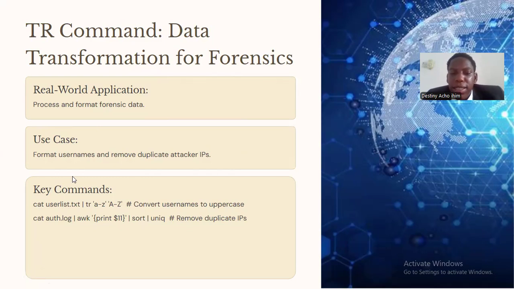So basically complement delete. Now, how does this relate to cybersecurity? During forensic investigations, data transformation is vital. So formatting data not only aids clarity but also accelerates the investigation process. For example, converting usernames to uppercase. So cat basically displays the content of this file, tr is translate, and it converts all these lowercase letters to uppercase letters. And these are the things that we can use to be more efficient in cybersecurity.